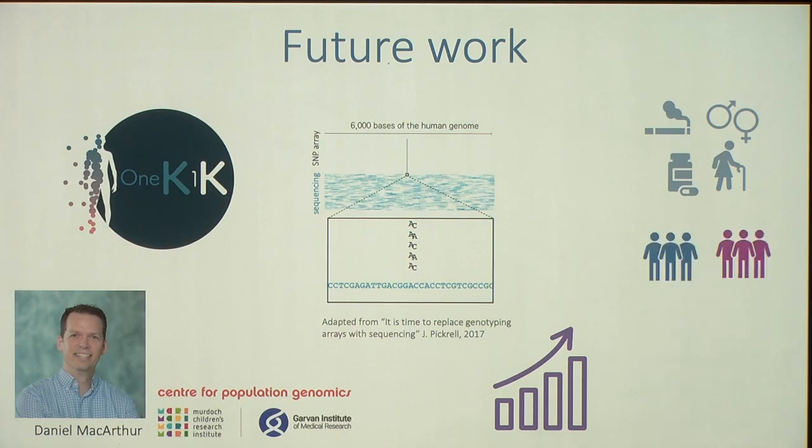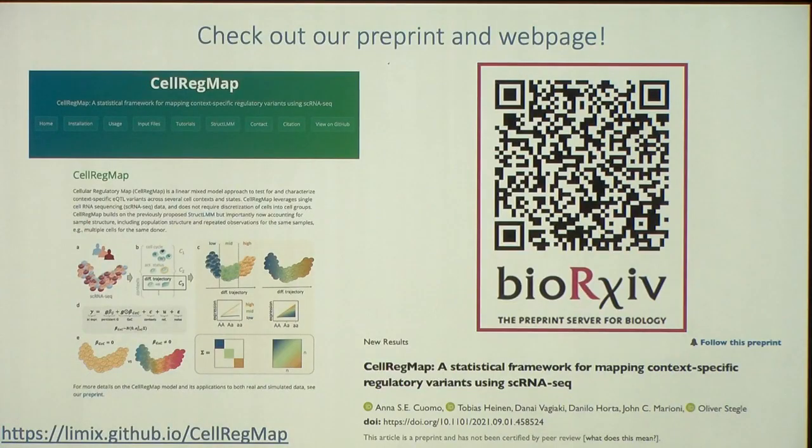We're also getting one more cohort of patient data, so that will be very interesting to look at differences between cases and controls. And finally, the new cohorts that we're getting are also finally not just European, so we'll be able to start looking at ancestry differences as well. So please check out our preprint.